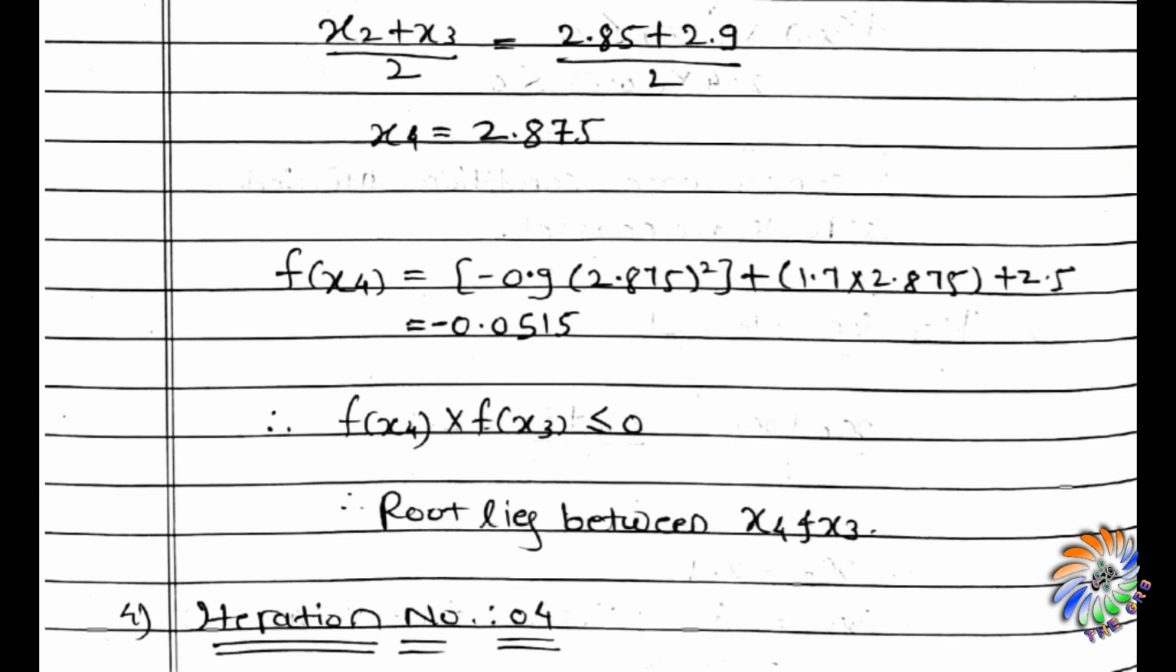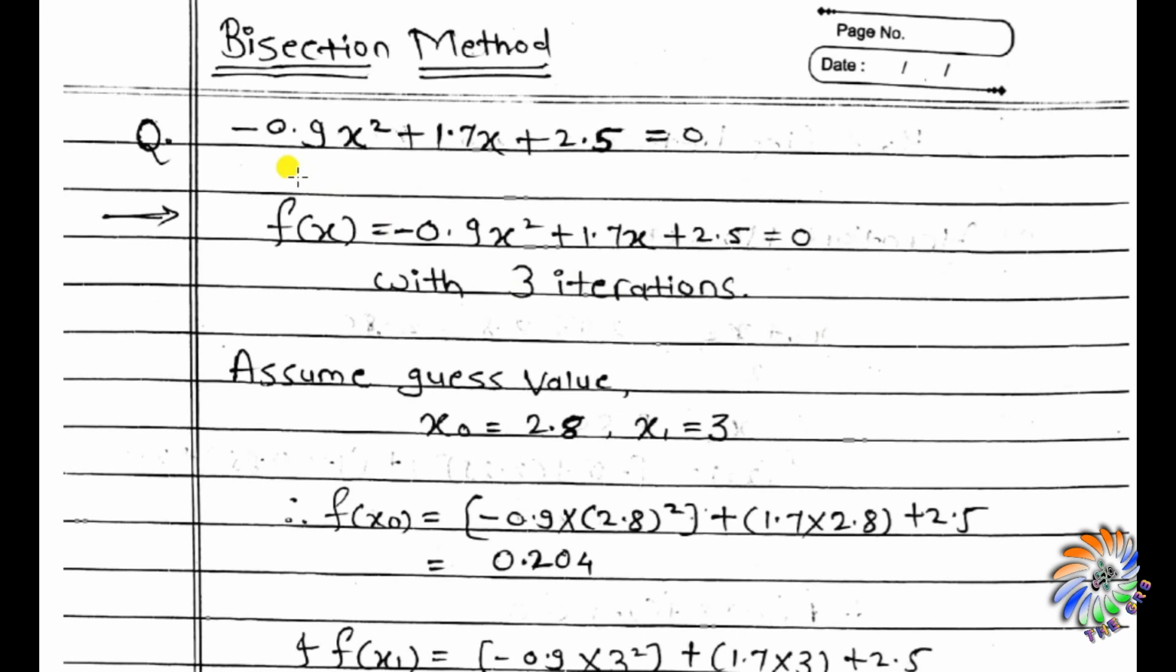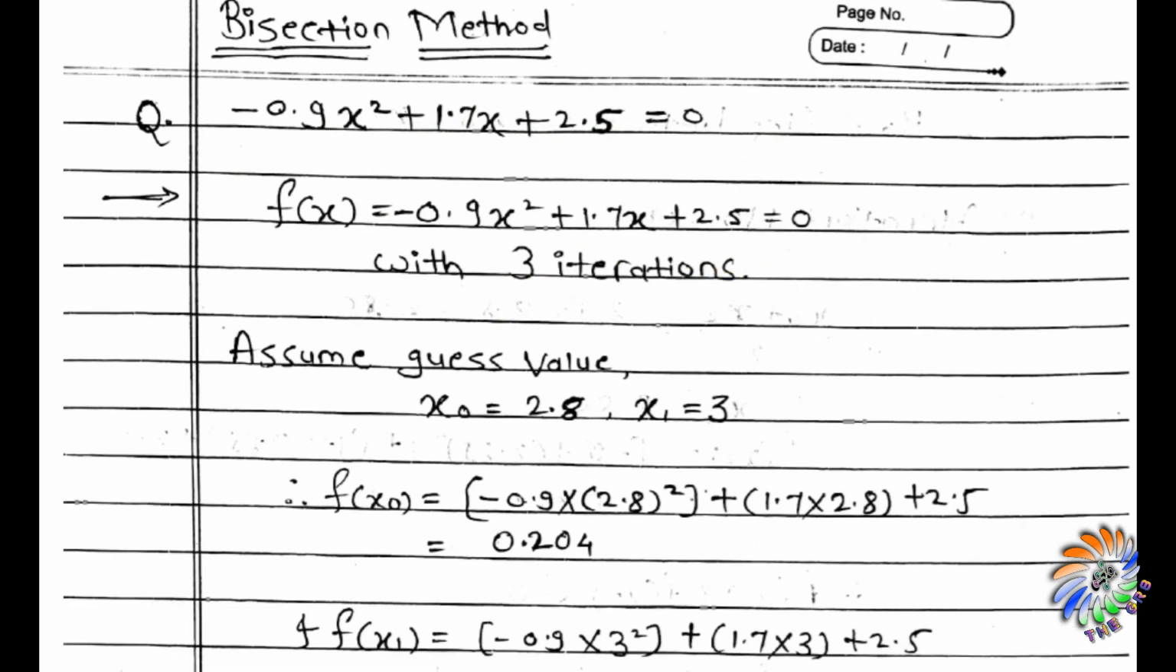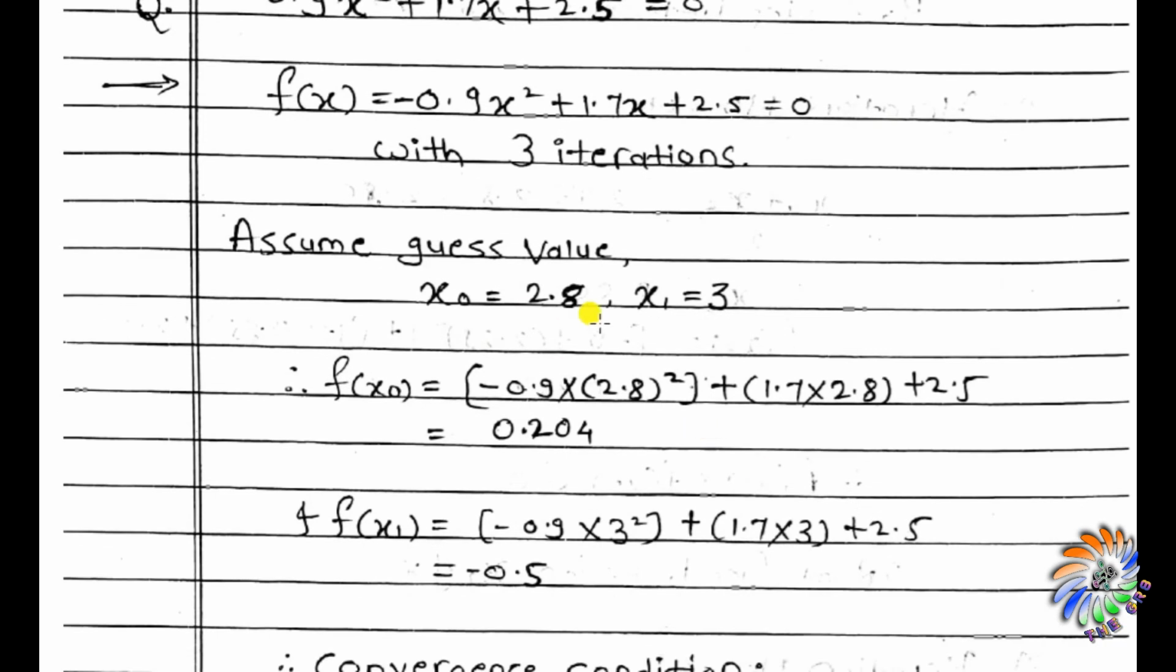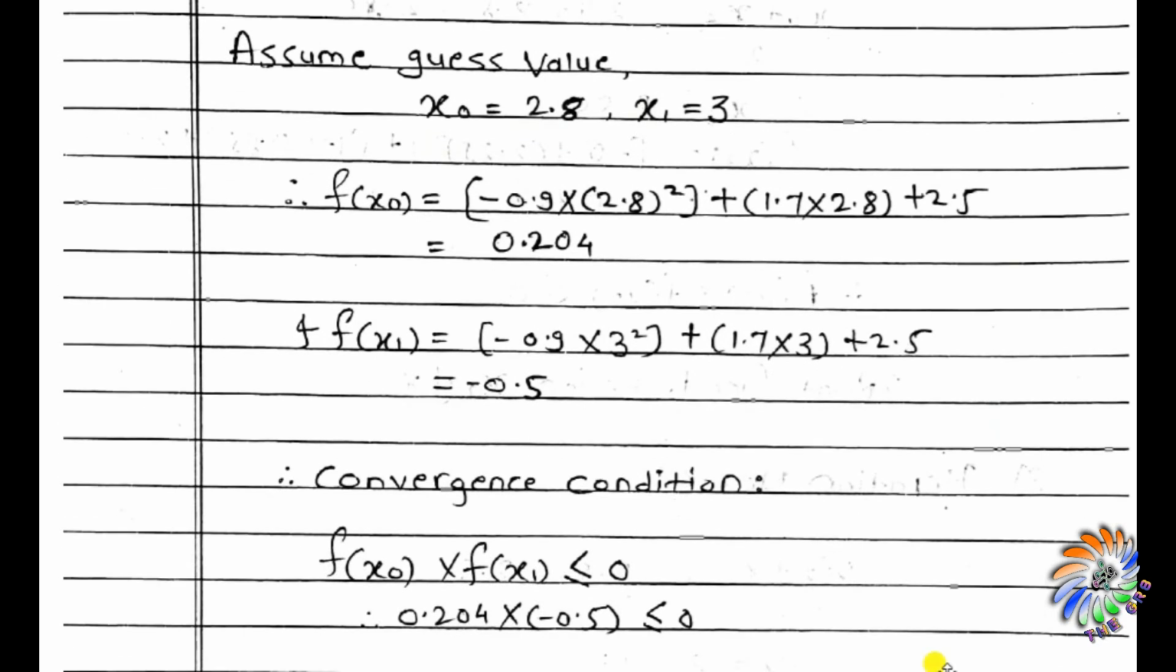सो आय विल रिपीट इट अगेन. दिलेले इक्वेशन आहे -0.9x² + 1.7x + 2.5. आपल्याला इथे दिलेले 3 इटरेशन पर्यंत सॉल्व्ह करा. इटरेशन दिले जातील किंवा ॲक्युरसी व्हॅल्यू दिली जाईल. तर सर्वात पहिल्यांदा आपल्याला गेस व्हॅल्यू अज्युम करायचे आहेत. समजा आपल्या गेस व्हॅल्यू चुकल्या, की आपण 2.8 आणि 3 घेतलं होतं आणि इथे समजा f(x0) आणि f(x1) ची व्हॅल्यू पॉझिटिव्ह आली.